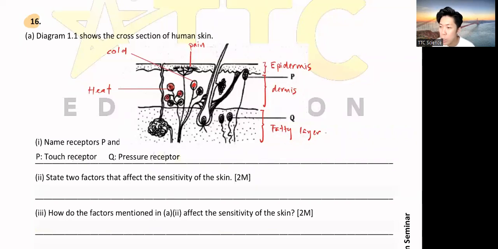Yes, answer will be later. I send you the link. Don't worry for the answer. How many layers are there? 3 layers, by the way. Epidermis, dermis, fatty layer. Okay, good, everybody. Okay, next one.